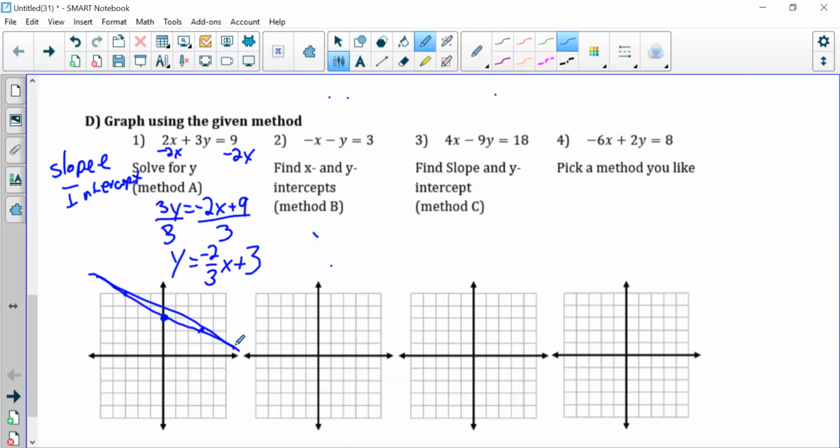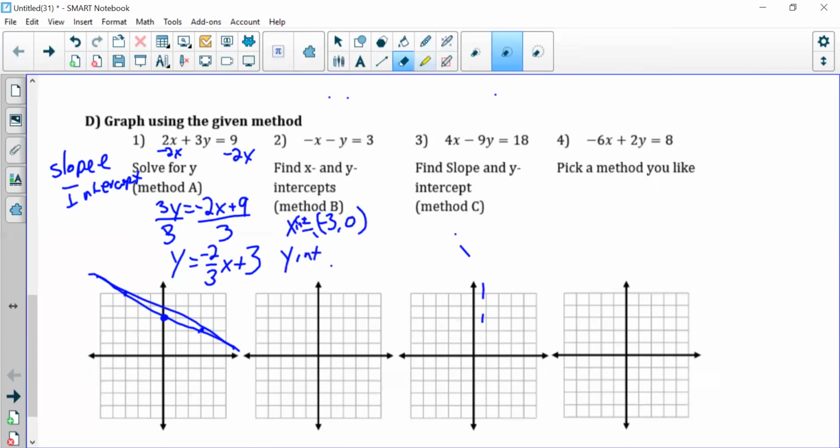All right, next one, find the x and the y-intercepts. This is method B, the cover-up method. So for the x-intercept, we cover up y. So my x-intercept equals negative 3, 0. My y-intercept, I'm going to cover up my x.